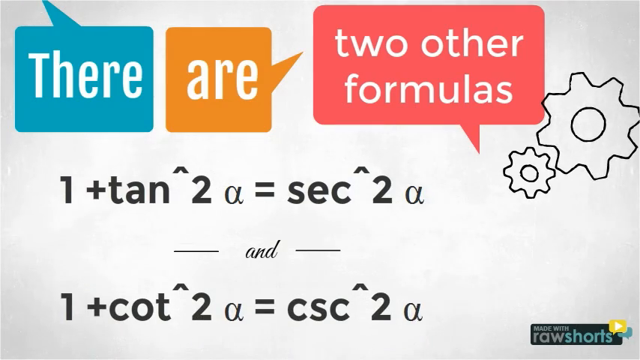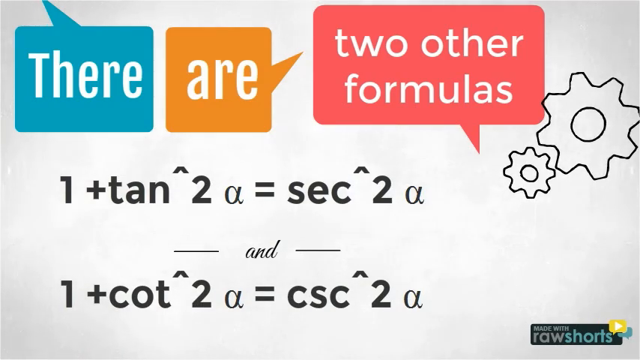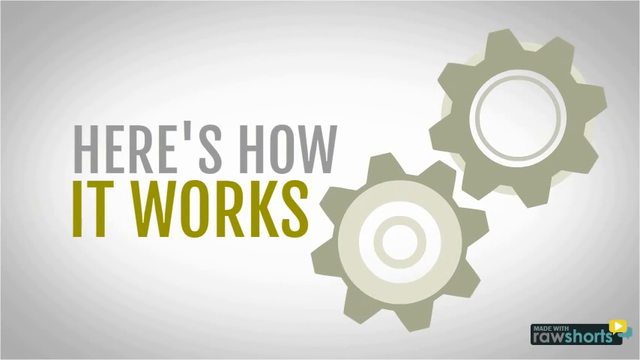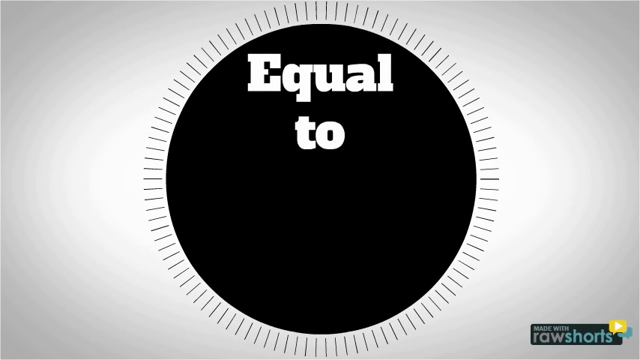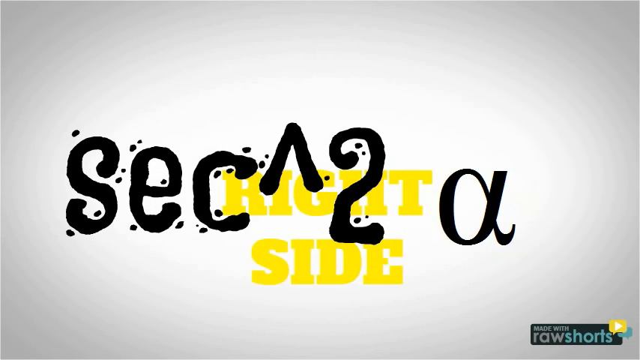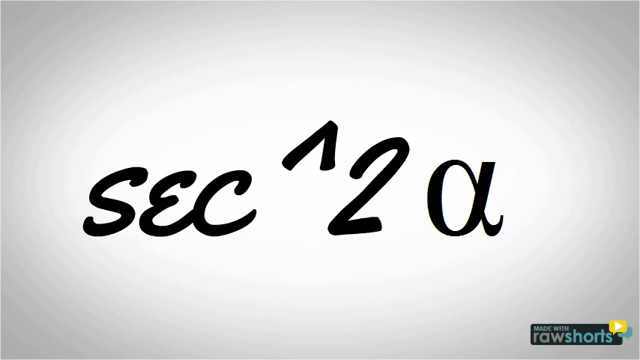There are two other formulas. 1 plus tangent alpha squared is equal to secant alpha squared, and 1 plus cotangent alpha squared is equal to cosecant alpha squared. What? Here's how it works. 1 plus tangent alpha squared is equal to A squared over A squared plus O squared over A squared, which is A squared plus O squared all over A squared, which is H squared over A squared, which is secant alpha squared, which is equal to the right side, secant alpha squared.